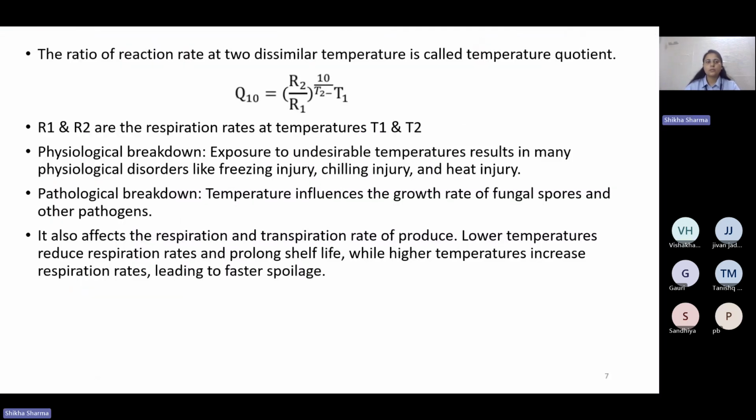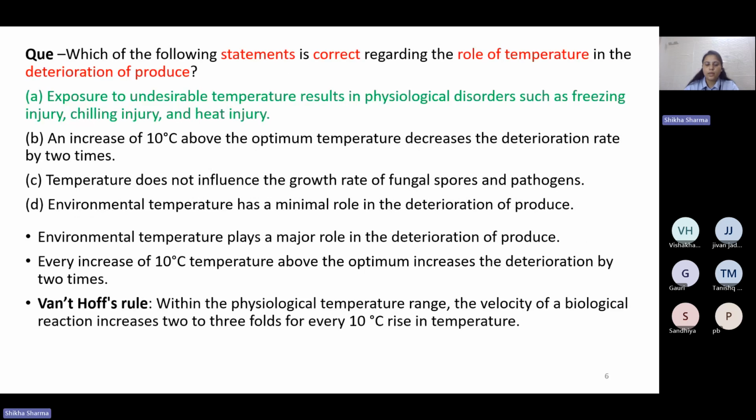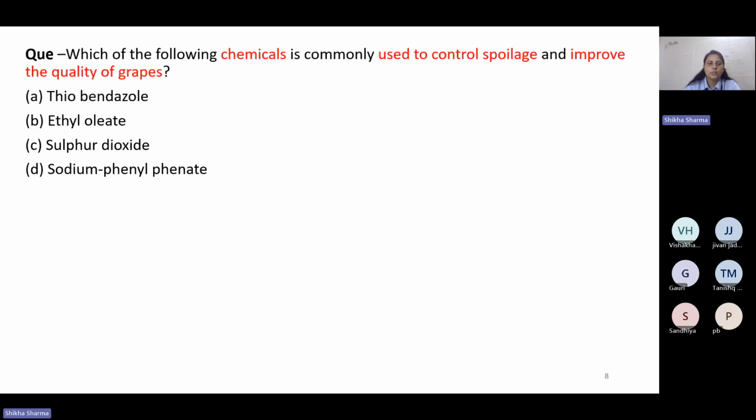So this question, was the connectivity fine in this question? No, ma'am. Okay, so is this question clear to everyone? Next question. Yes, ma'am. Okay, let's move to this question.